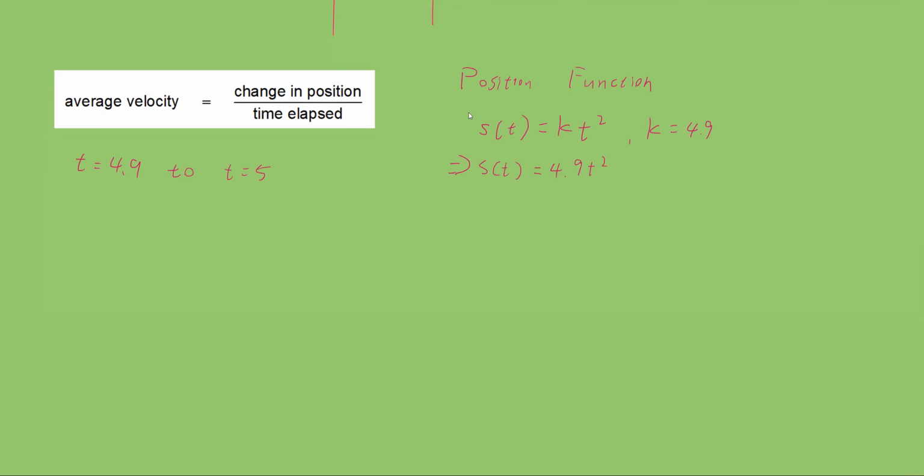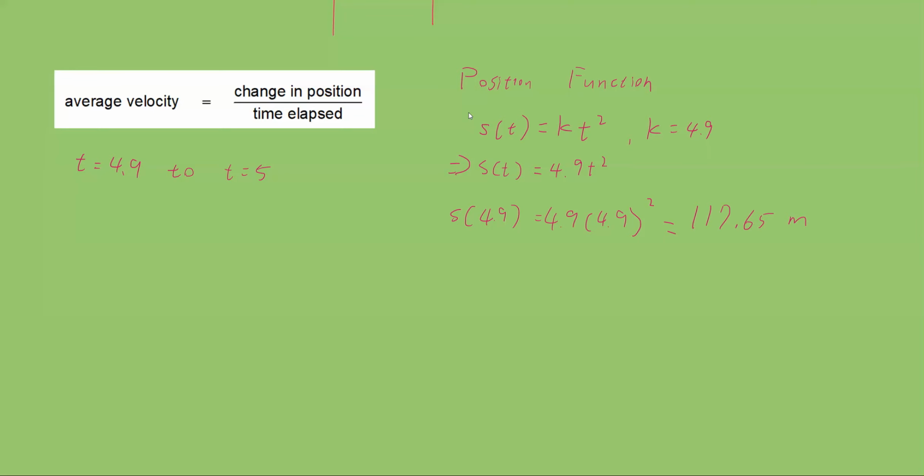What does that mean? That means when we plug in 4.9, s of 4.9, I get 4.9 times 4.9 squared, which is 117.65 meters. What this is saying is, after we drop the ball, after 4.9 seconds, the ball will have traveled 117.65 meters.